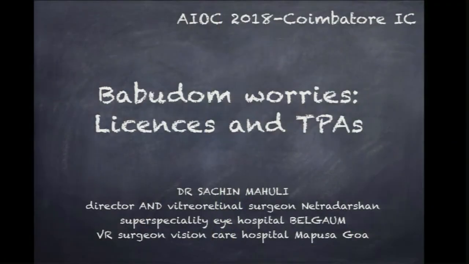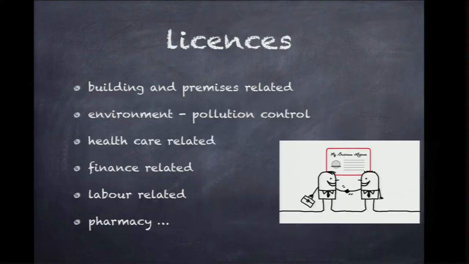Well, this is the most important thing when you start your practice. You need to know the law of the country. You need to know what all licenses you need to take before starting the practice. Apart from the home license from your wife, of course, the most important would be to get all these licenses. I have divided my talk into building and premises related, environment related like the pollution control board, healthcare related, finance related, labor law related, and if you have a pharmacy, of course, what licenses we need to take for pharmacy.